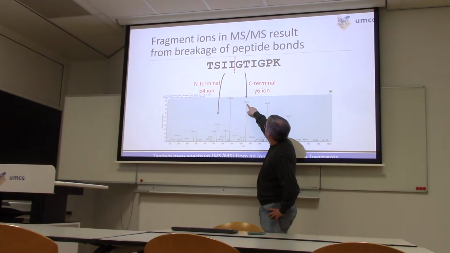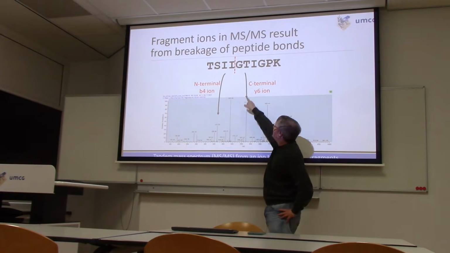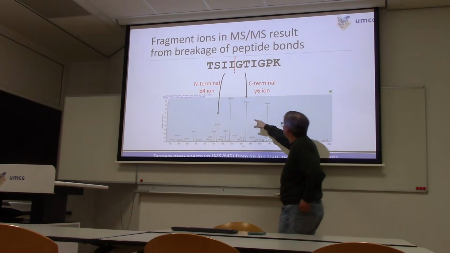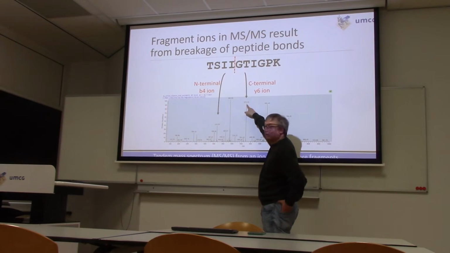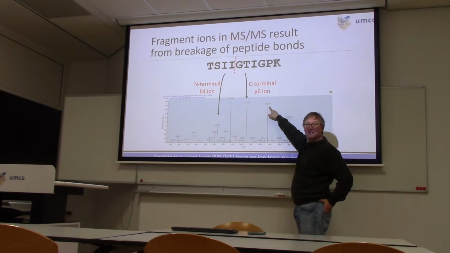Let's make a larger ion for the Y6 series. So 572, I'm now going to add the mass of isoleucine, which is 113. So 113 and 572. 685. Look at that. Brilliant hit.